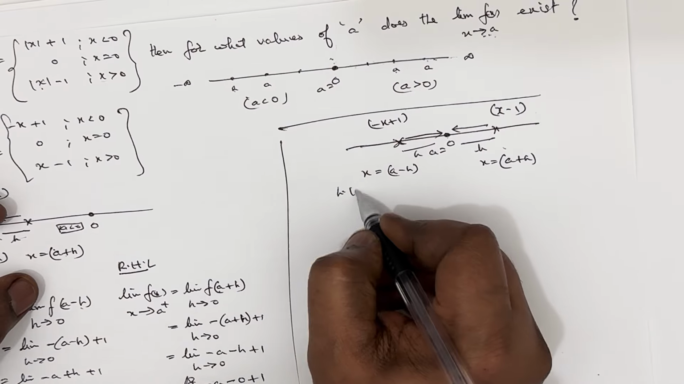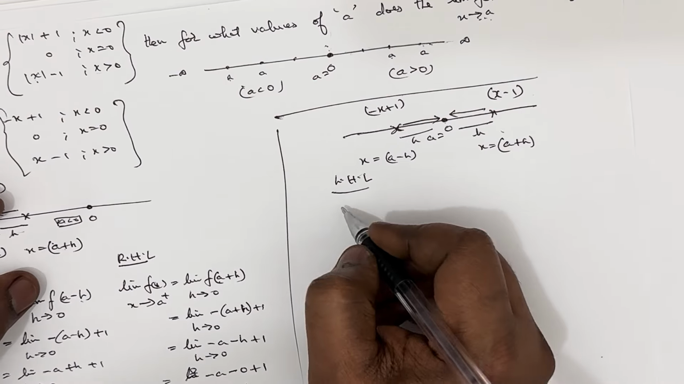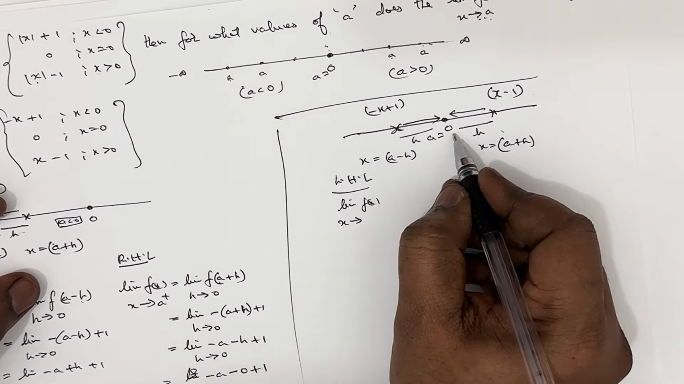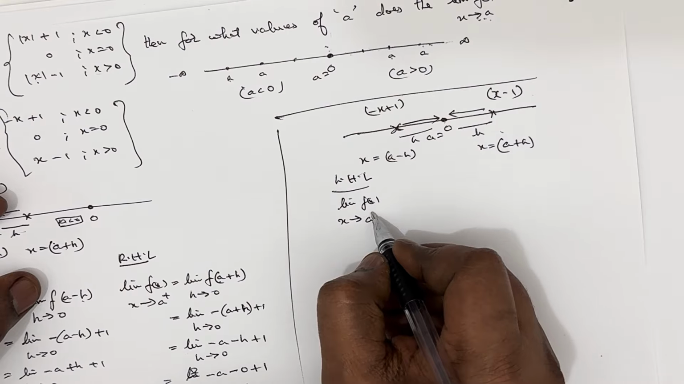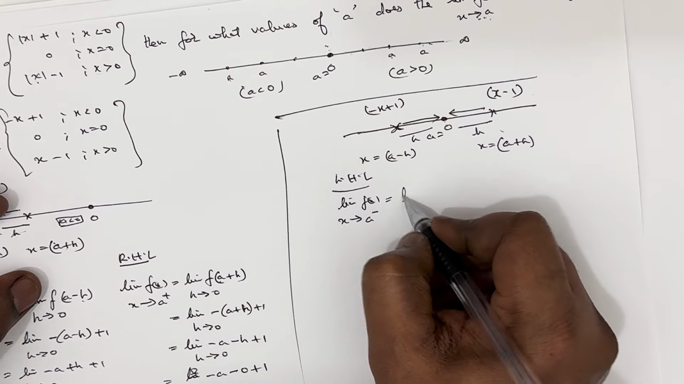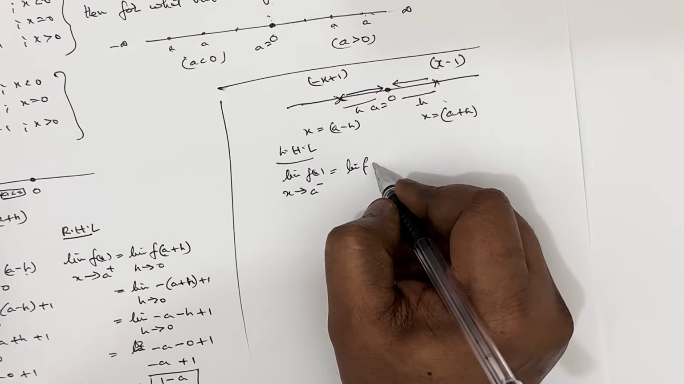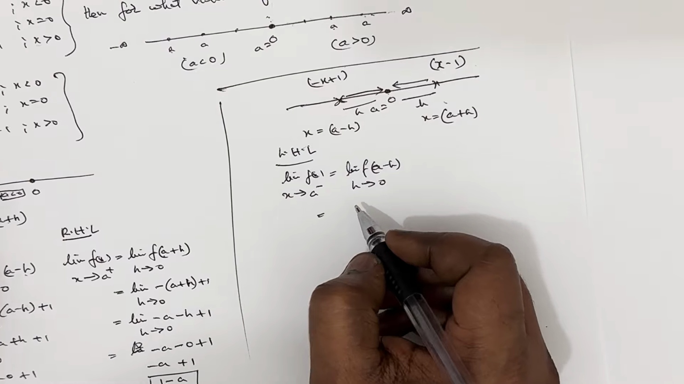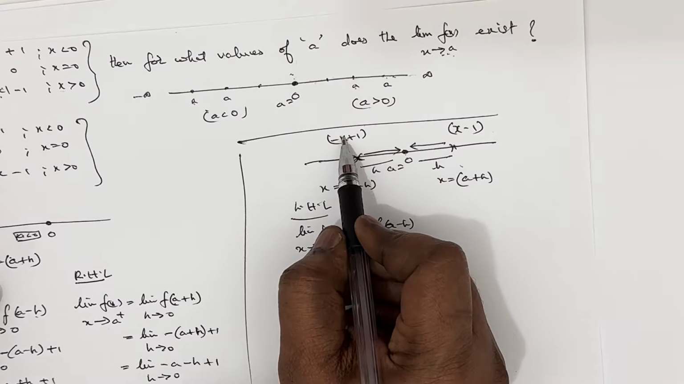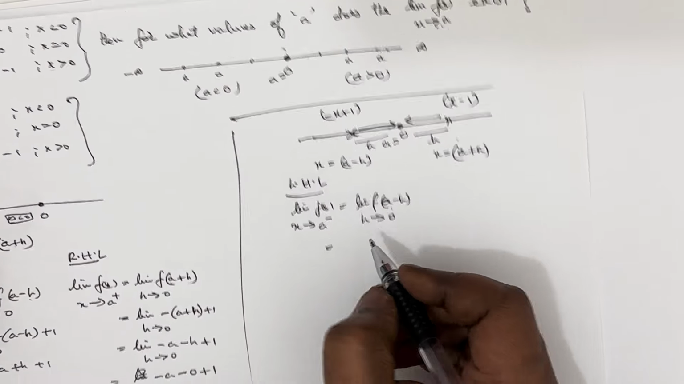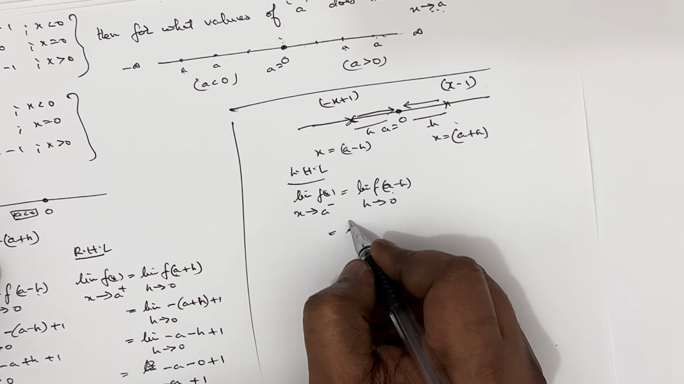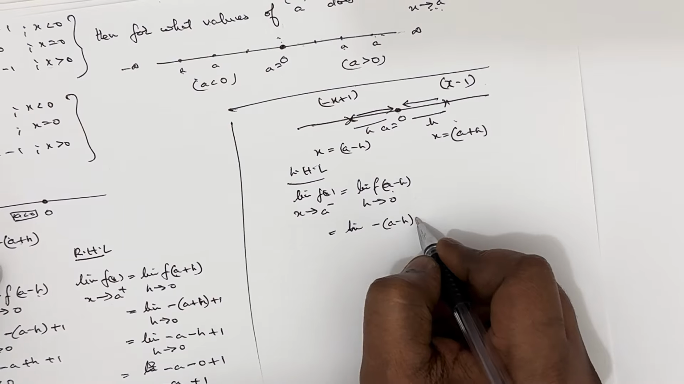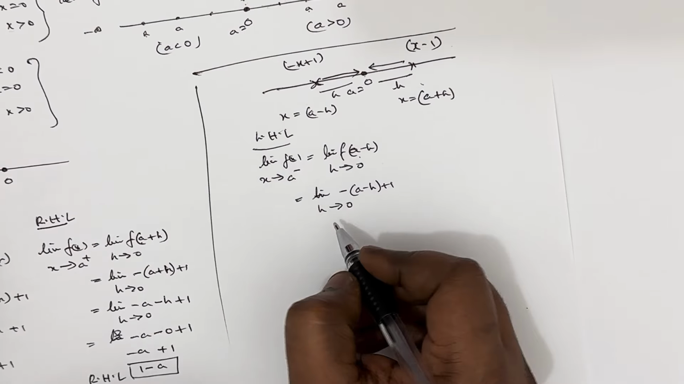Now the left-hand limit. The limit of the function as x approaches a, or 0, from the left-hand side is equal to the limit of f of a minus h as h tends to 0. Now let's replace x in the function for the left-hand limit with a minus h. So the limit of minus (a minus h) plus 1 as h tends to 0.